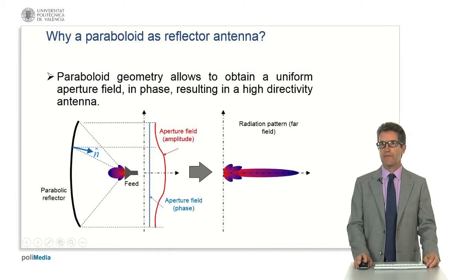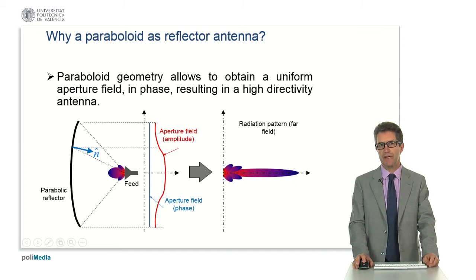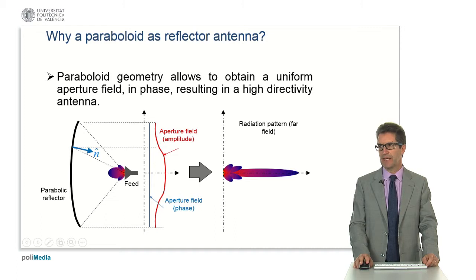Why a paraboloid as a reflector antenna? This is because of its geometry. The paraboloid geometry allows us to obtain a uniform aperture field in phase, resulting in a high directivity antenna.